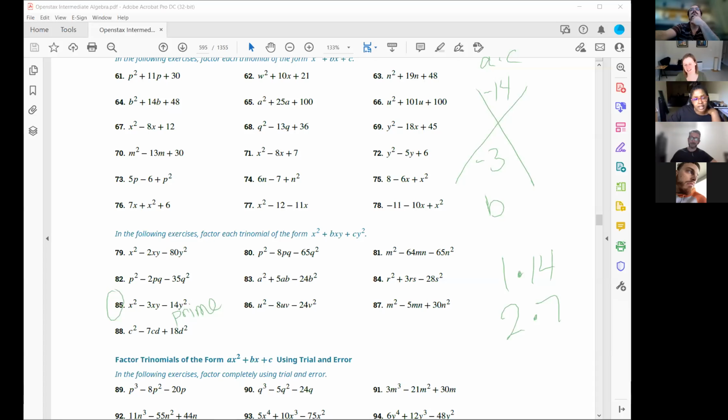That can't be right. Yeah, because there's only two choices and they both don't work, right? 1 and 14 doesn't work and 2 and 7 doesn't work. So it's prime. Okay, so when we cannot find any, we just say prime. As long as you've checked all the things. Sometimes people check only a couple of numbers and then they say it's prime, and then they miss what it is. But we've checked all the choices. These are the only two pairs that multiply to 14.